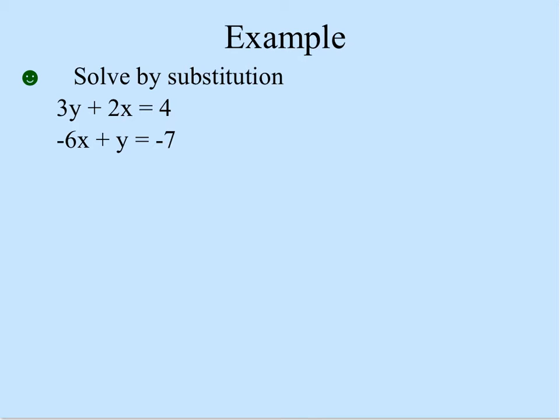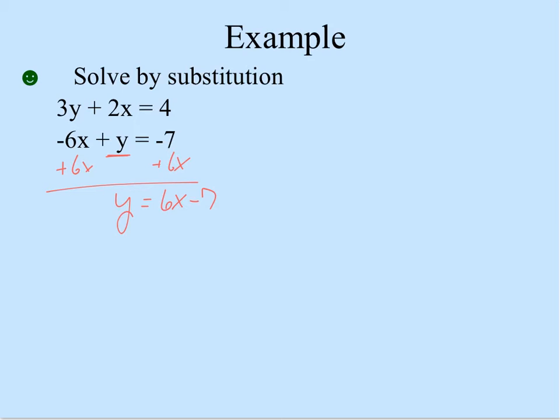Looking at the system, I see I have a y here that has a coefficient of 1. So I'm going to isolate that y. Add 6x to both sides. So that y is going to equal 6x minus 7. Now it's important for you to realize that this equation and this equation are exactly the same thing, just in a different format.